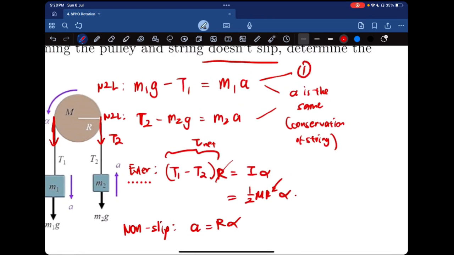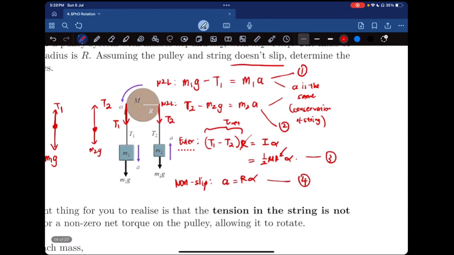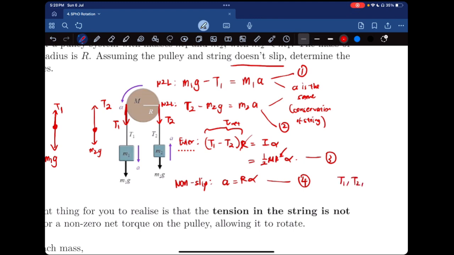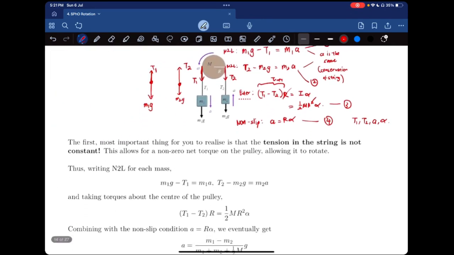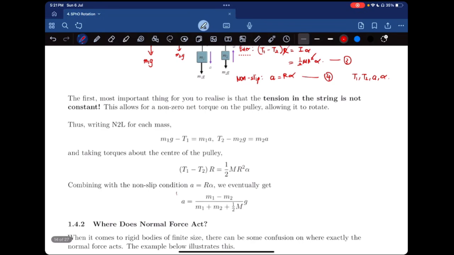So now you can see you have equation 1, equation 2, equation 3, equation 4. Four equations in four unknowns, which can be solved for T1, T2, A, and alpha. So you have set up four equations and four unknowns. Now you just need to solve them. You eventually get this as your A.